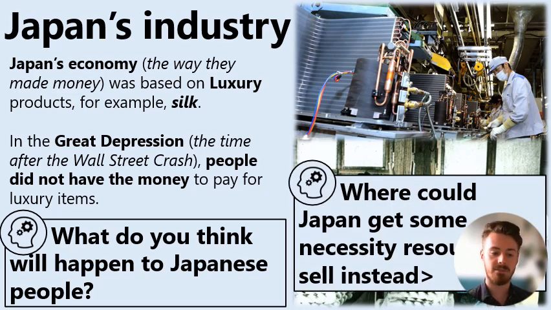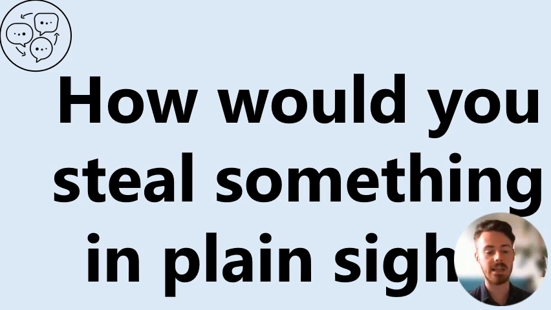And essentially, the Japanese government, which is now at this time being run by generals, by people who are not nice, see Manchuria and go, right, if we got that coal and iron ore, we could sell that, and that could make us money. So they go and steal it in plain sight.